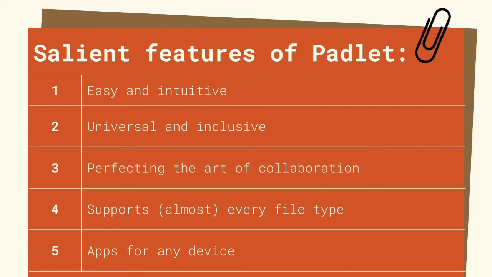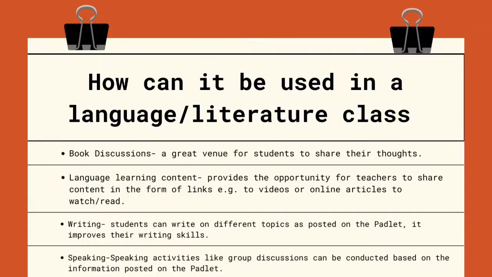Number 5, apps for any device. Padlet is available on iOS, Android, and Kindle devices, and the posts appear instantly across devices. So how can it be used in a language or literature class? First, book discussions. Padlet is a great venue for students to share their thoughts. In Padlet, group discussions are made possible. Students can highlight favorite quotes, ask questions, and discuss characters in any literary piece assigned by their teacher.